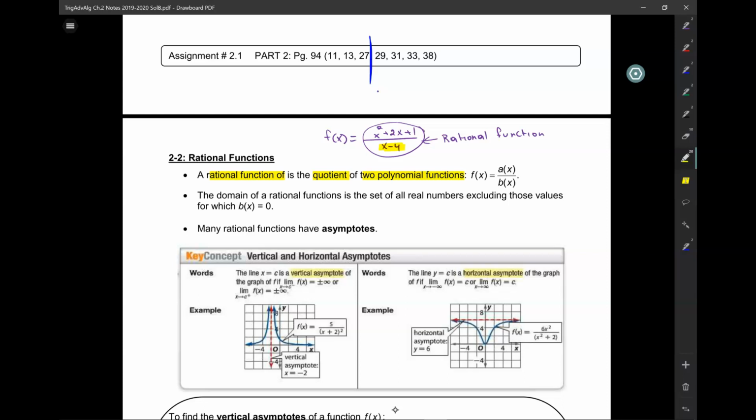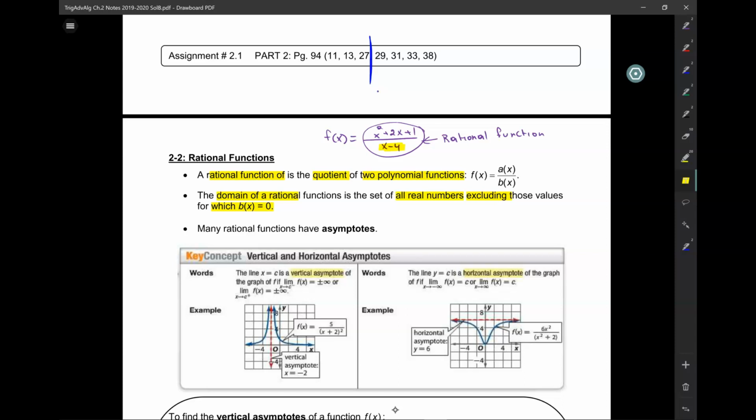That means, what is the domain of rational functions? The domain is all of the numbers except the ones where the denominator is 0. So for this one up here, for what value of x is the denominator going to equal 0? 4. So the domain is all numbers except for x equals 4.